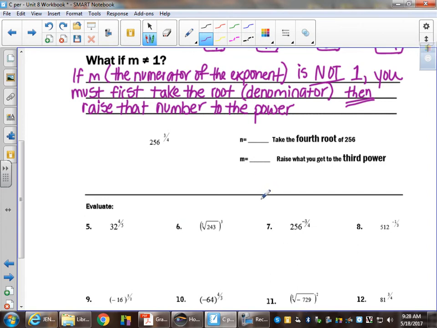Let's see how that's going to work. How would you read this out loud? Let's go this way first. 256 to the 3/4, where n equals, what's n? N is 3. And what's m? 4. Did I get it backwards? I totally did. Thanks. N is 4. Sorry about that. M is 3. Because it's m.